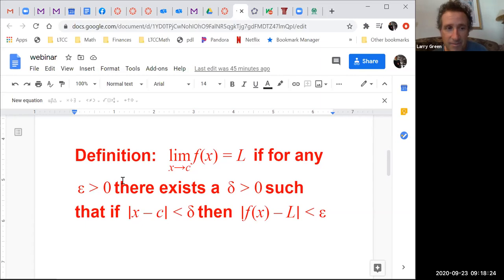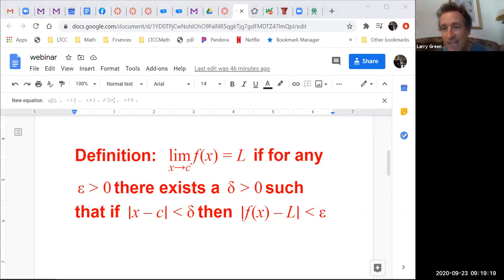Okay, so here's the definition. The limit as x approaches some number c of a function f of x is equal to a number L, which you usually call L, standing for limit, if for any epsilon greater than 0, that's how you pronounce this Greek letter, there exists a delta greater than 0, delta being a Greek letter too, such that if the absolute value of x minus c is less than delta, then the absolute value of f of x minus L is less than epsilon.